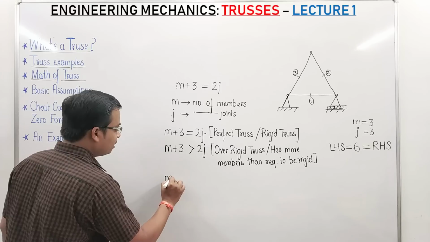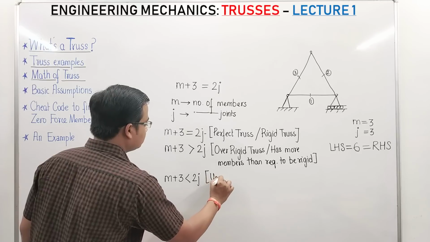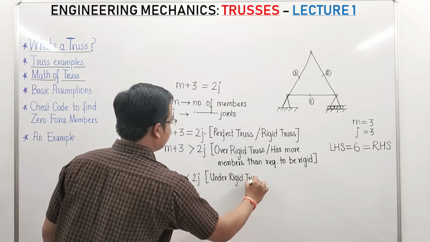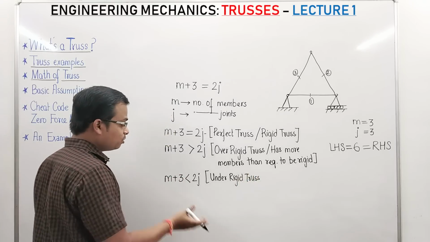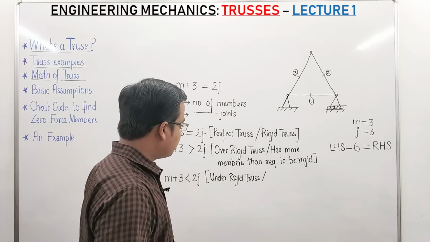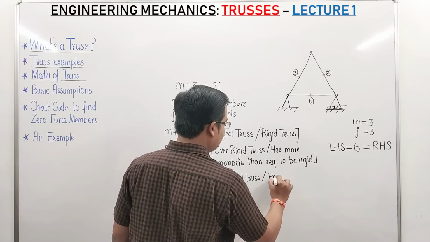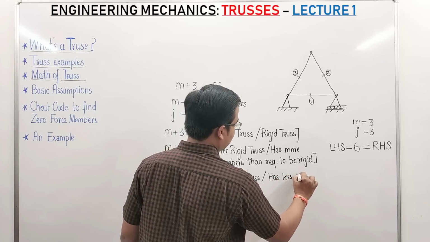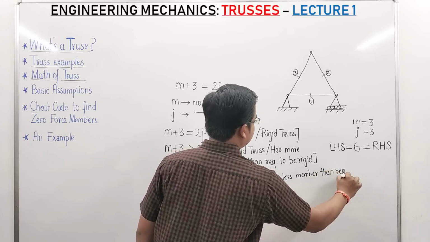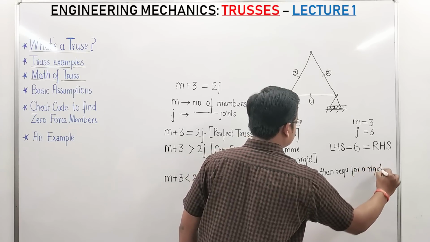Simple. And the final case, M plus 3 less than 2J. If this is the case, then this is known as an under-rigid truss. Okay. Make sure that your truss does not fall into this category. Otherwise, there is going to be a lot of devastation. Okay, and you might lose your job. So this has fewer members than required for a rigid truss. As simple.